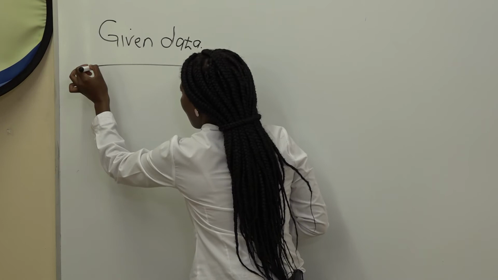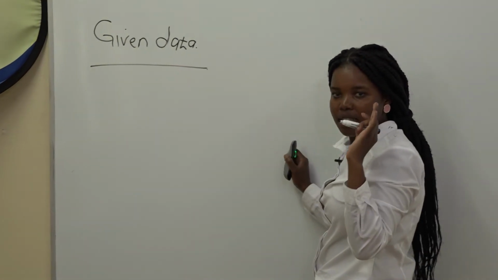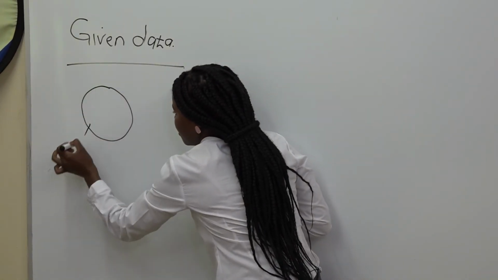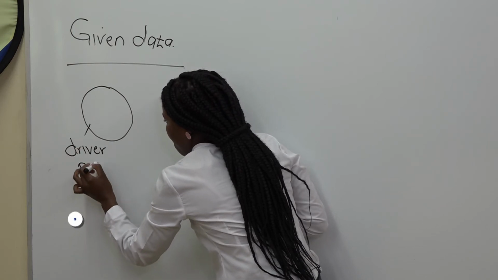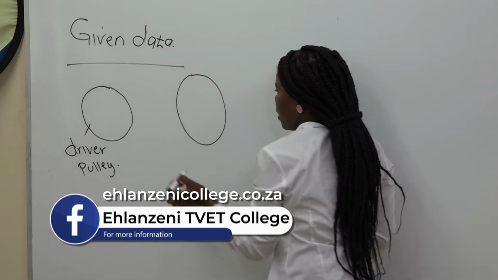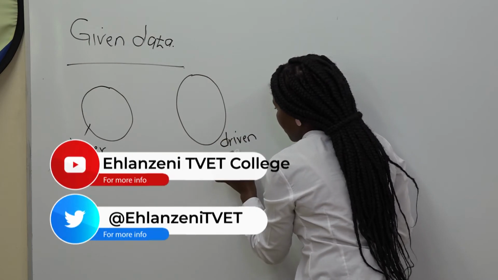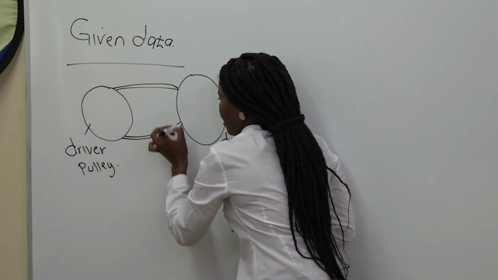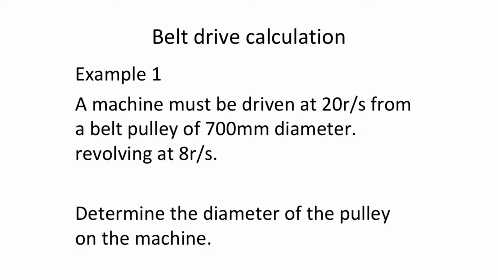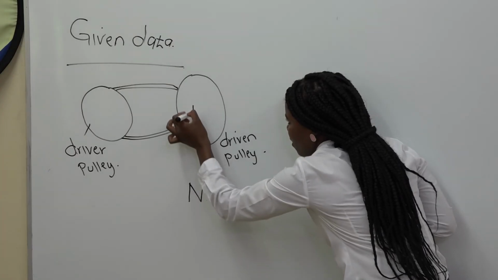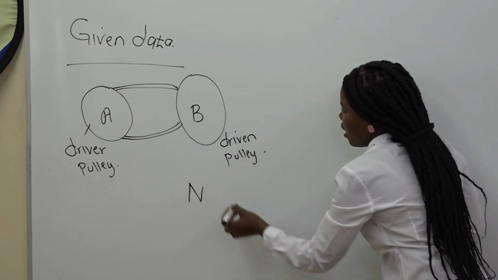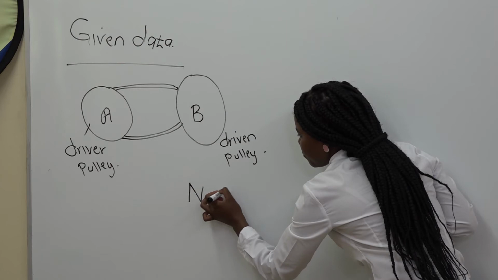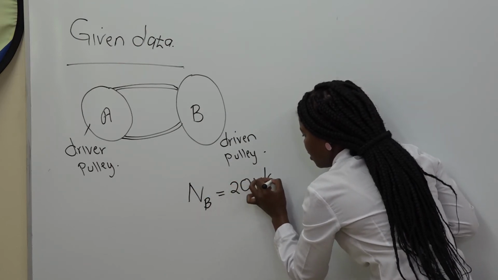Our given data. Remember, they say it's a driven pulley and a driver pulley. So this will be our driver pulley, and this one will be our driven pulley. Remember, they are connected together by a belt. The statement says a machine must be driven at 20 revs per second, which is the rotational frequency. Let's say this is B, and let's make this A. So the rotational frequency of our driven pulley, NB, will be 20 revolutions per second.